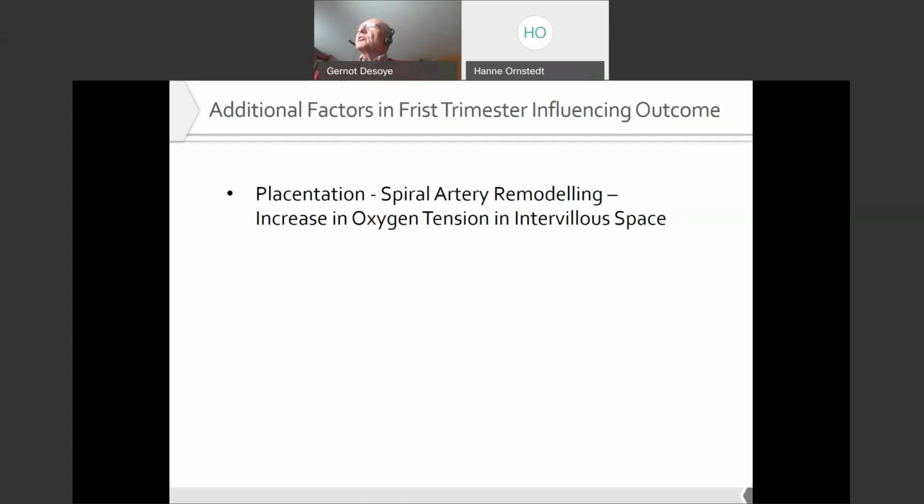And we know that oxygen is a powerful regulator of all kinds of biological and metabolic and biochemical events. And because of this increase in the oxygen tension in the intervillous space, between the early period of the first trimester around week 6-8 and completed by week 10 to 12 in the first trimester.